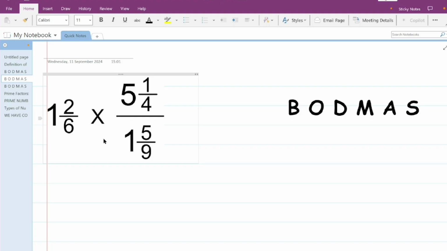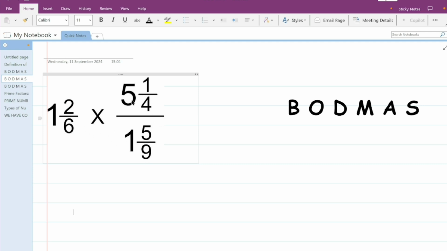Part 2. Let's say we have this question. It might look quite complex to you, but it is not really complex. Now we have a mixed fraction multiplying a fraction divided by another fraction. You know, the rule of BODMAS here says you divide before you multiply. So we have to work with this first before we multiply our results by this.